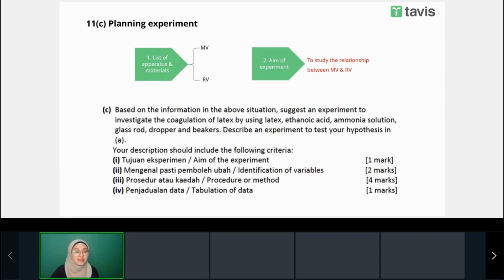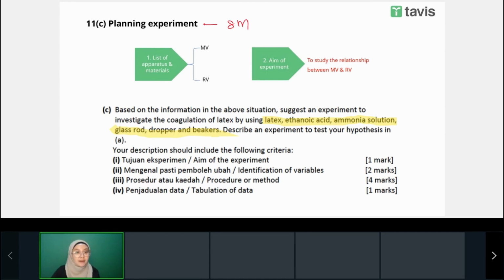So now the next question, a question on planning an experiment, comprises 8 marks. Based on the information on the situation above, suggest an experiment to investigate coagulation of latex. They give you latex, they give you ethanoic acid. So let's mark the apparatus given: latex, ethanoic acid, ammonia, alkali, glass rod, dropper and beaker. So describe an experiment. Make your own experiment.